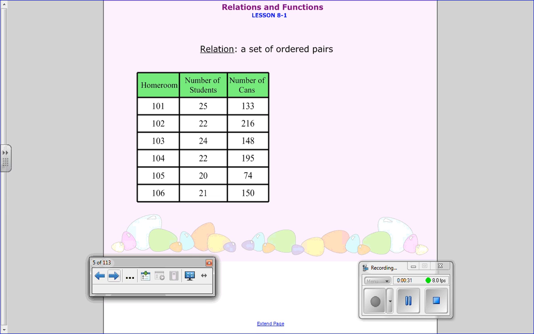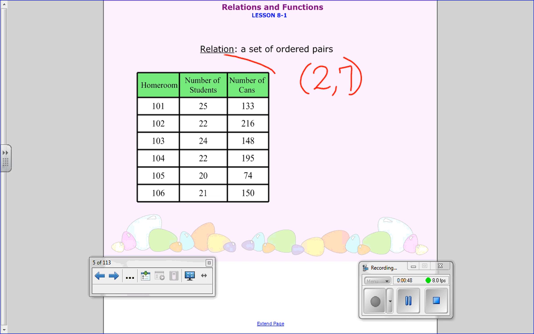When we talk about a relation, it's a set of ordered pairs. And we've done ordered pairs before. That's when we talk about 2, 7 or something like that. It's in parentheses. And this is when we normally graph them. You find x is 2, y is 7, and so on.